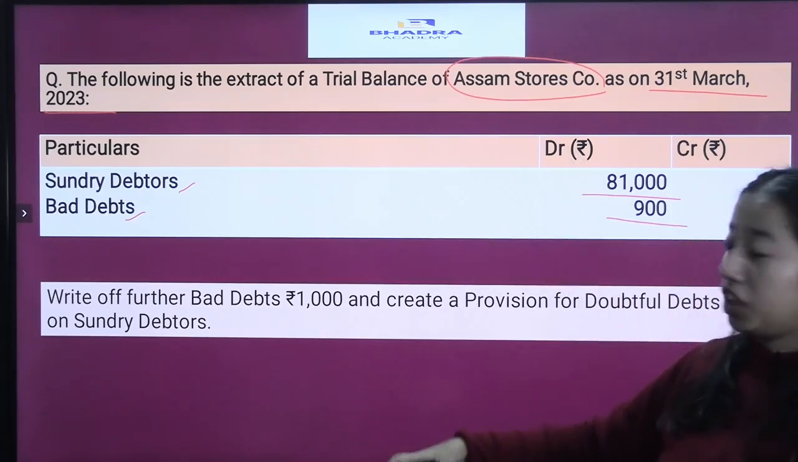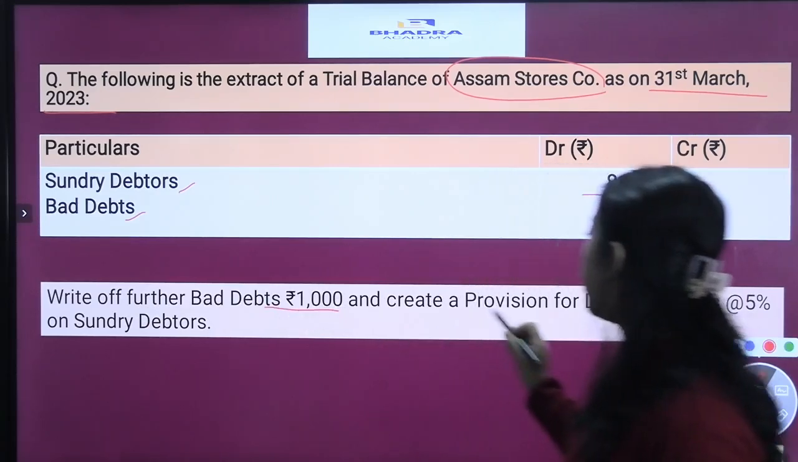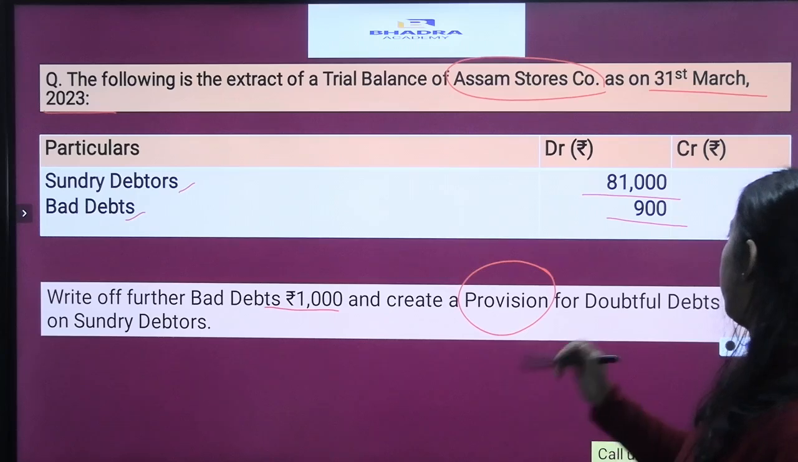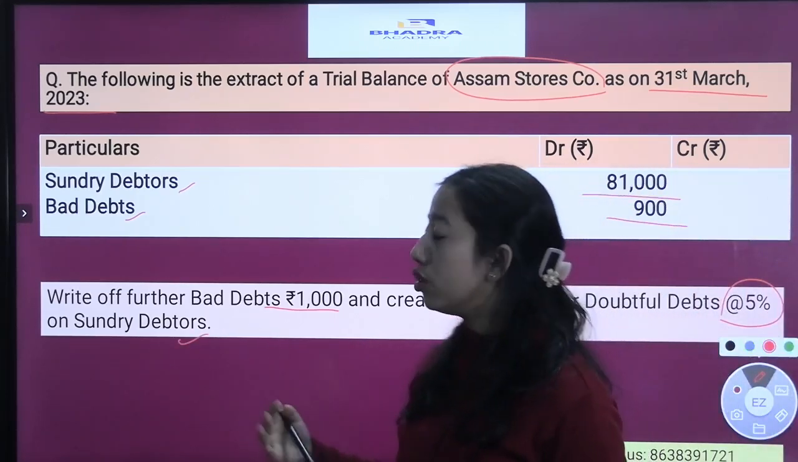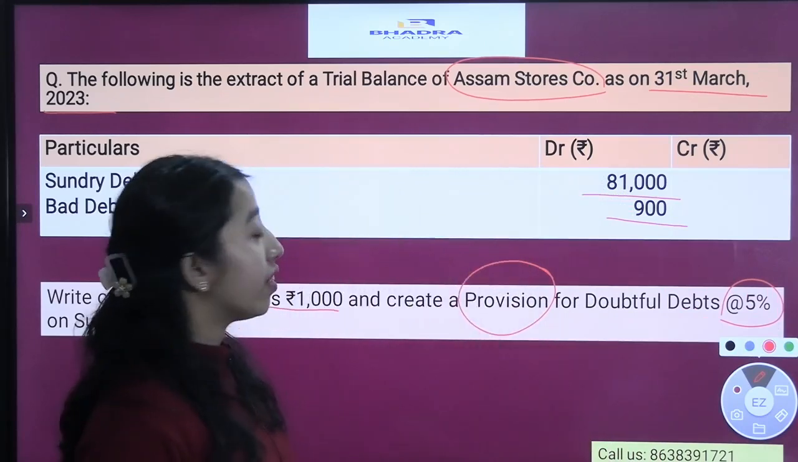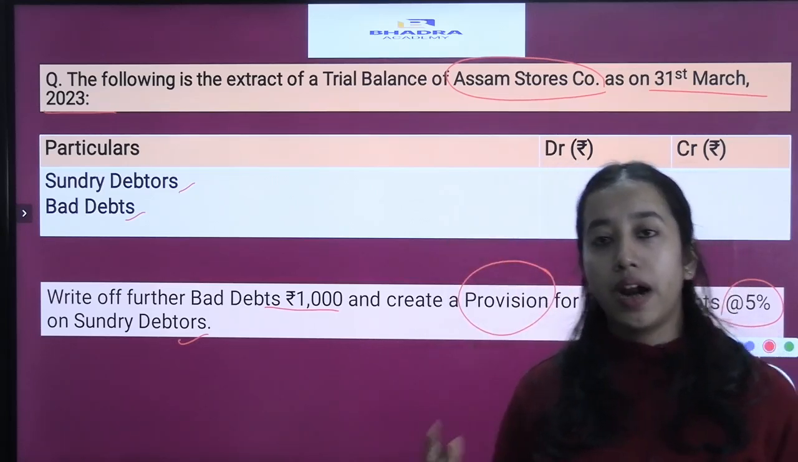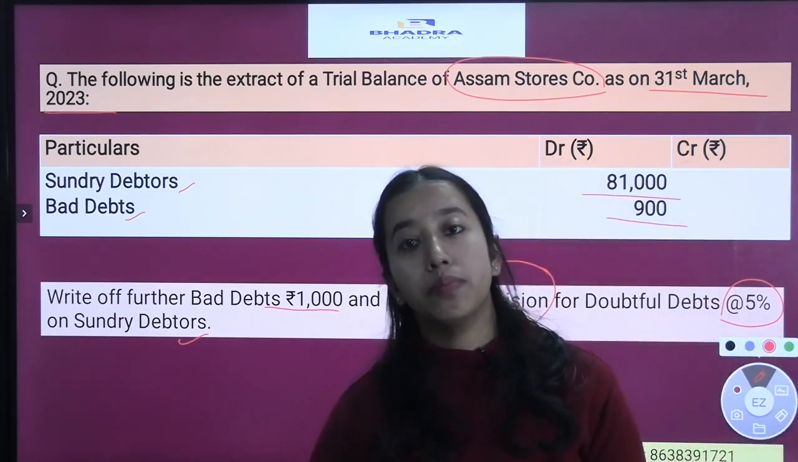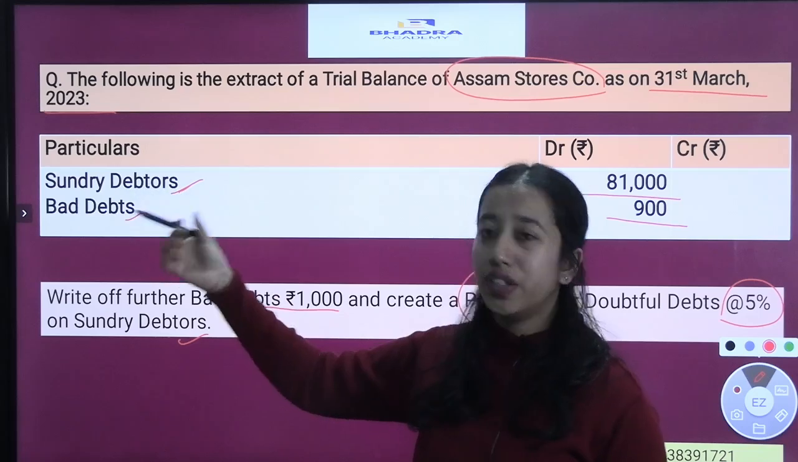From this information, it is asked to write off further bad debt of rupees 1000 and create a provision for doubtful debt at the rate of 5% on sundry debtors. So, what is a sundry debtor here? Debtors are all the persons or parties from which the business is owed money. So we call them debtors, or sundry debtors.